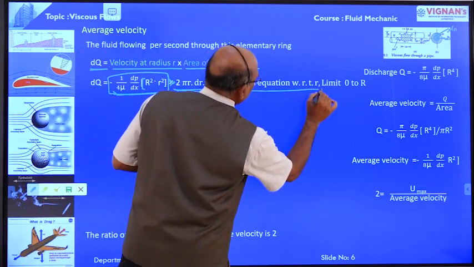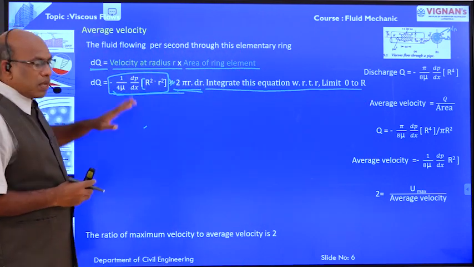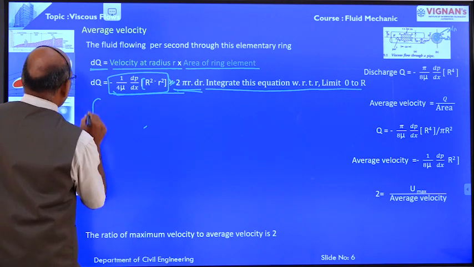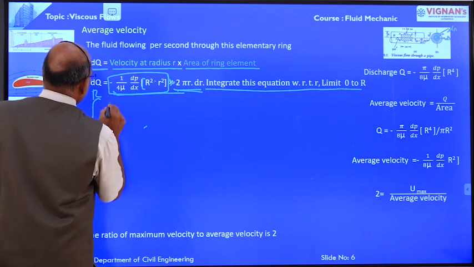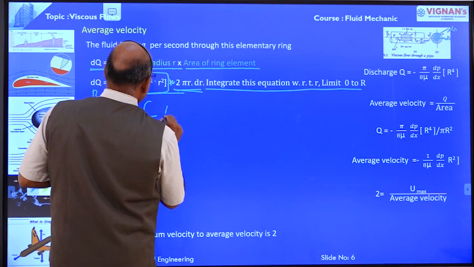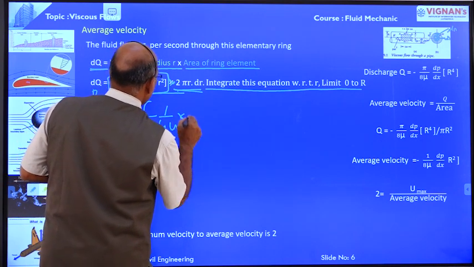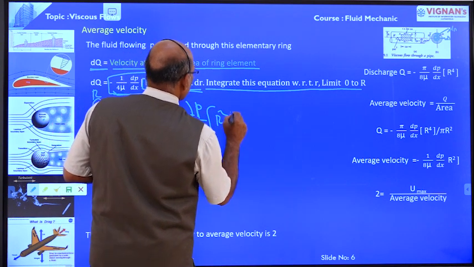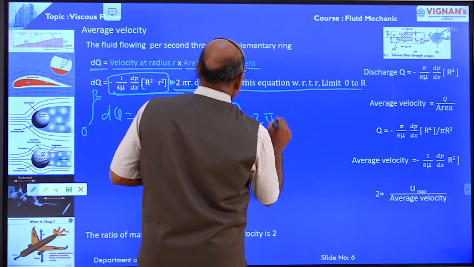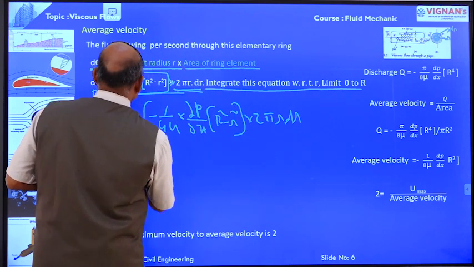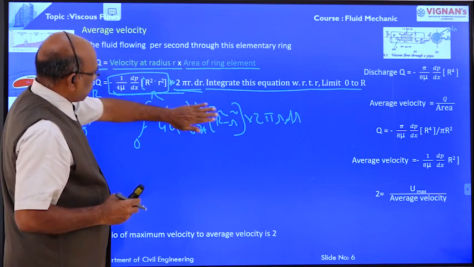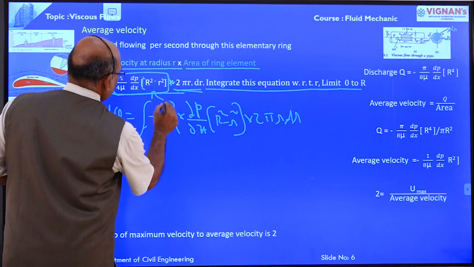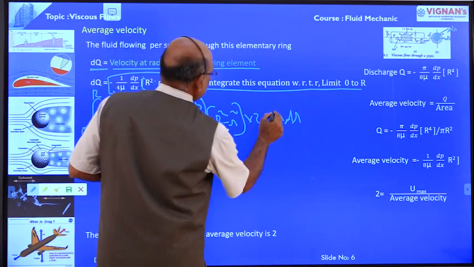First, integrate this equation with respect to r, with limits 0 to R. Integral 0 to R of dQ is equal to the integral of minus 1 by 4 mu into dp by dx into (R square minus r square) into 2 pi r dr, with limits 0 to R. Here, the first term is a constant and this is also constant.